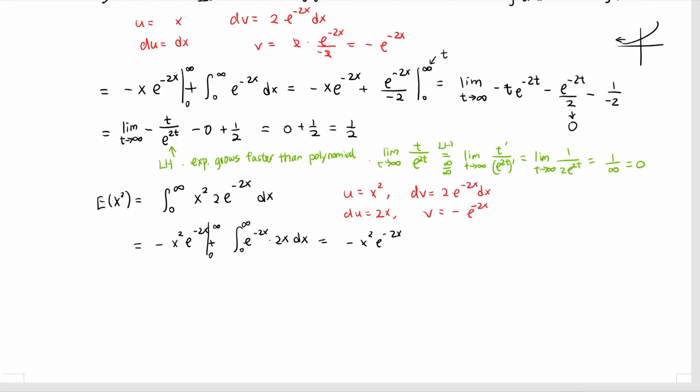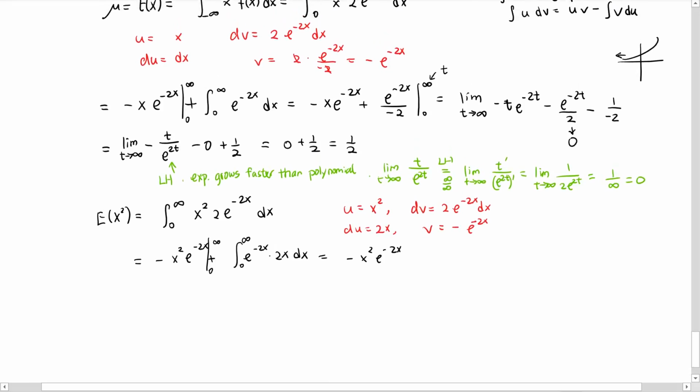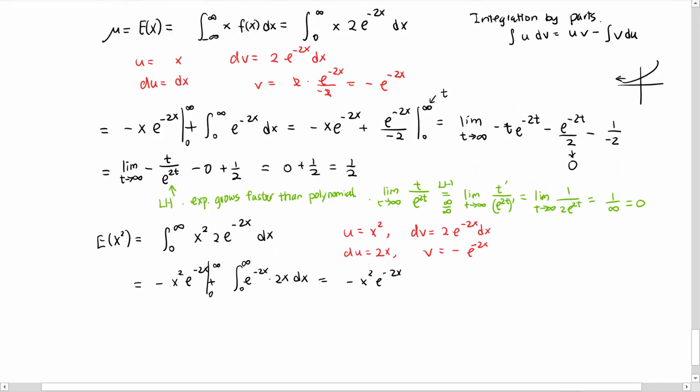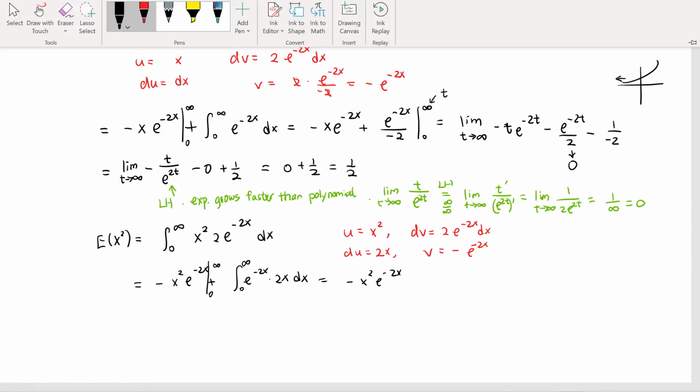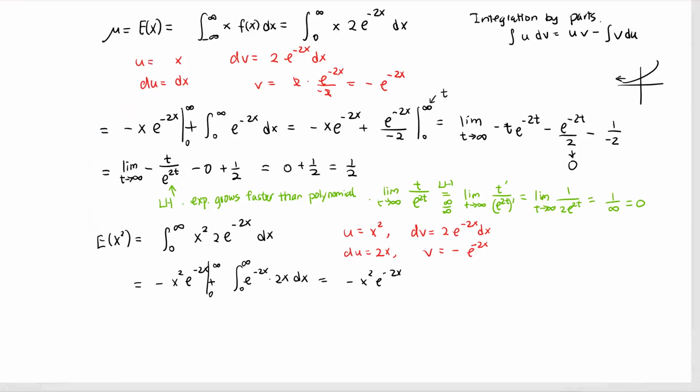Do you see this guy familiar? This is actually our mean, right? We already calculated that, so we don't need to calculate it again. This guy is 1/2. Okay, so let's continue.